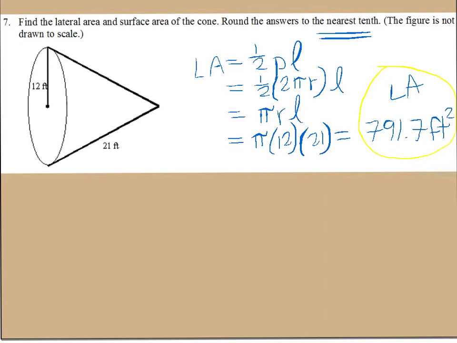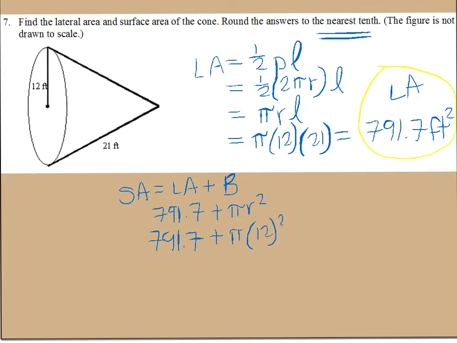All right, now we want to look at surface area. Surface area is found by taking your lateral area and adding to it the area of the base. So if our lateral area is 791.7, then I'm going to add to it the area of our base. Since our base is a circle, the area is found by saying pi r squared. So plugging in for our radius, we have 791.7 plus pi times radius squared, so plus 12 squared. We know 12 squared is 144.